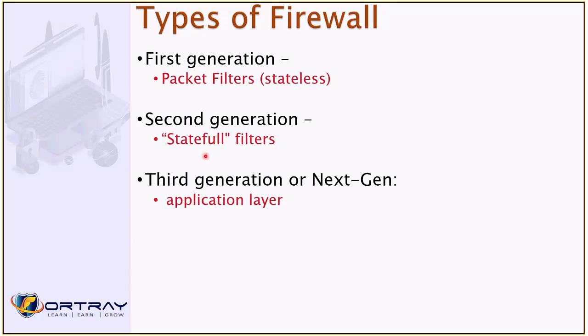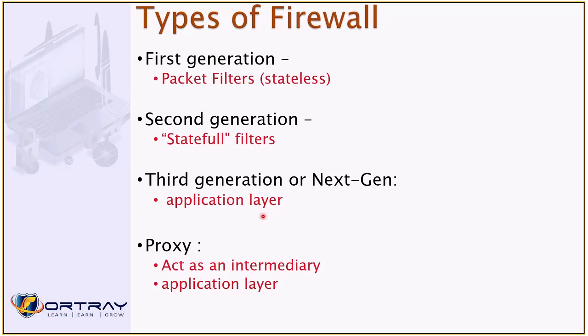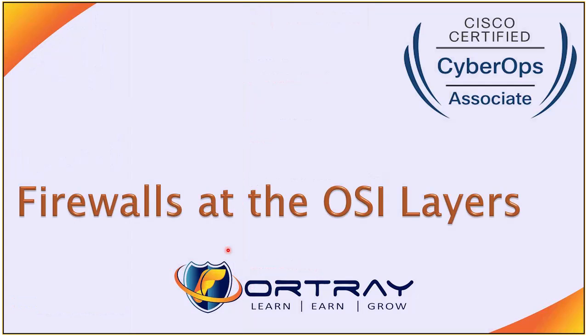Third generation, which is nowadays Palo Alto, Fortinet, Checkpoint and all those, are the next generation firewalls, which are application layer aware firewalls. Then proxy, and maybe a fourth and a fifth as well, act as an intermediary between these application layers. So they also look at the application layer data or signature. These are the three types of firewalls we have. Now, these firewalls at an OSI layer.